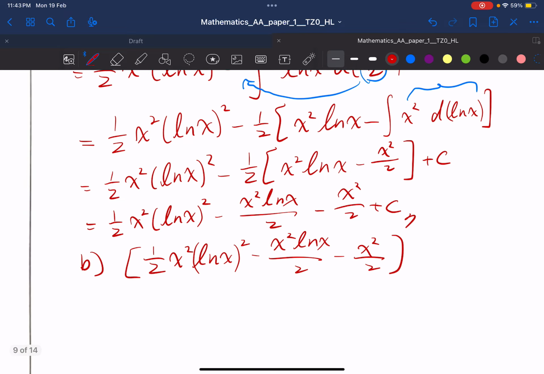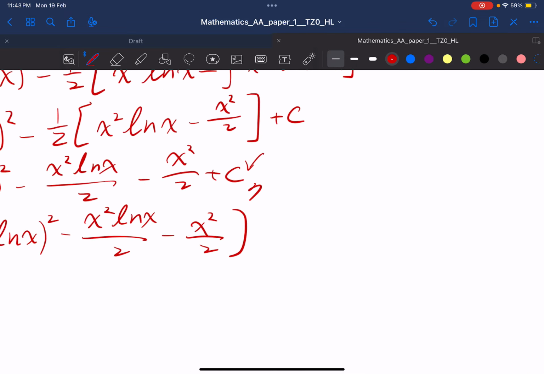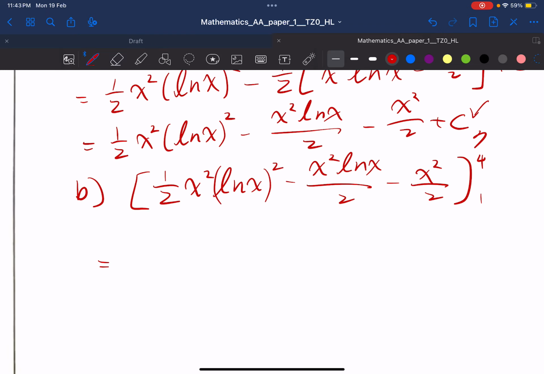And then we just, no need for plus c. Remember, it's a definite integral, so there's no need for plus c. Then we plug in 4 and 1. Let's plug in one by one. So put 4 into x squared over 2, which is 16 over 2. And then ln 4 squared minus 16 again over 2 ln 4 minus 16 over 2.